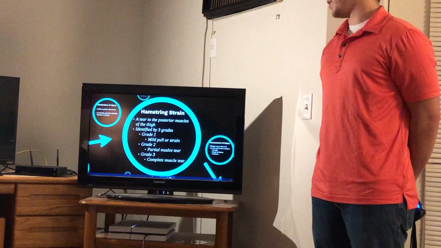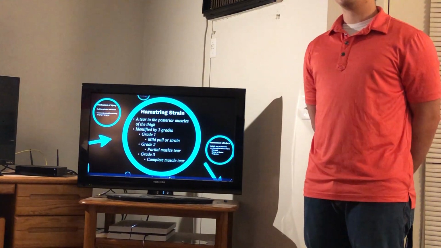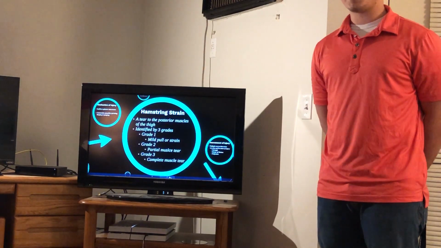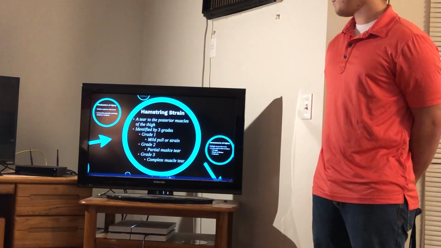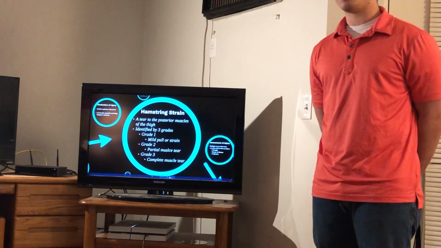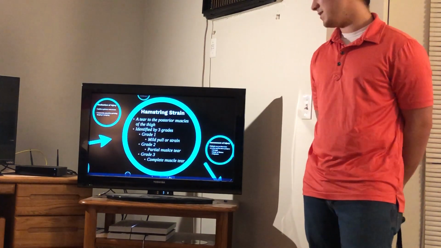Next, we move to the hamstring strain. This is a tear to the posterior muscles of the thigh. It is also identified by 3 grades, just as the ACL tear. Grade 1 being a mild or pulled strain in the hamstring, grade 2 being a partial tear in the muscle, and a grade 3 being a complete tear in the muscle.